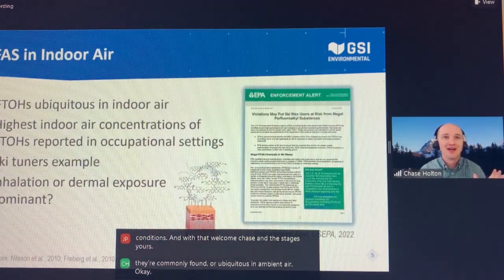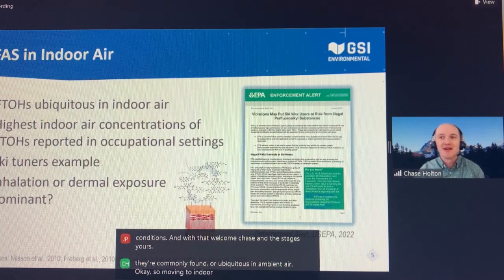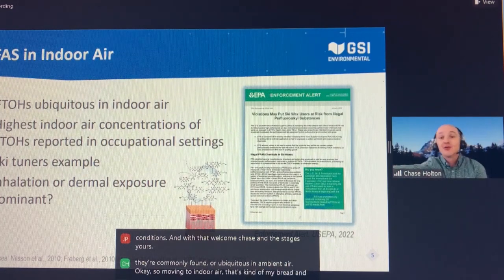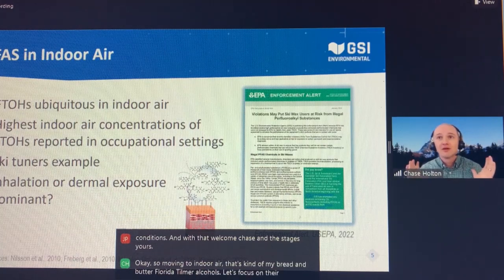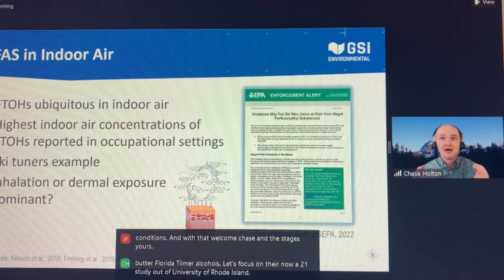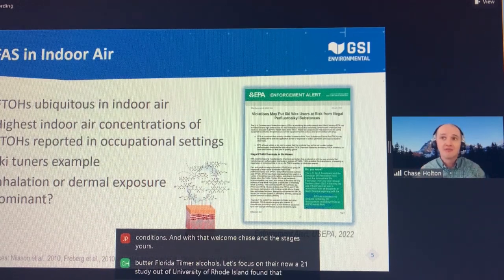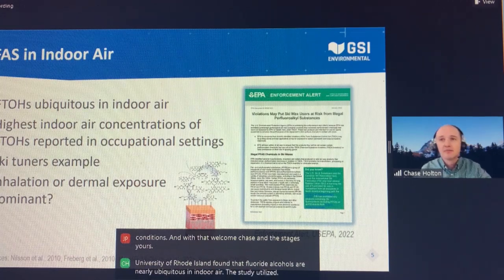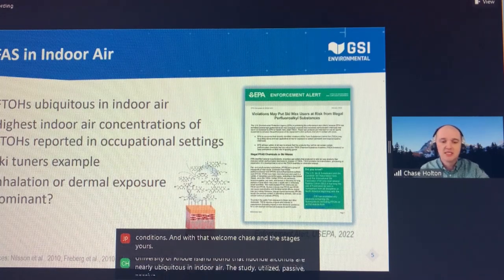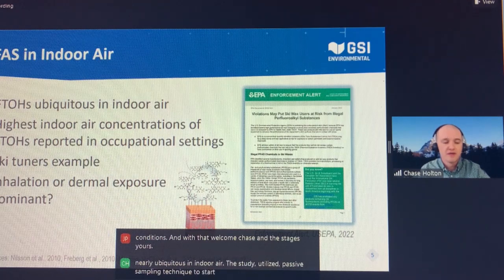Okay, so moving to indoor air, that's kind of my bread and butter. Fluorotelomer alcohols, let's focus on those. Now, a 2021 study out of University of Rhode Island found that fluorotelomer alcohols are nearly ubiquitous in indoor air. The study utilized a passive sampling technique to sample indoor air of numerous kindergarten classrooms, university classrooms.